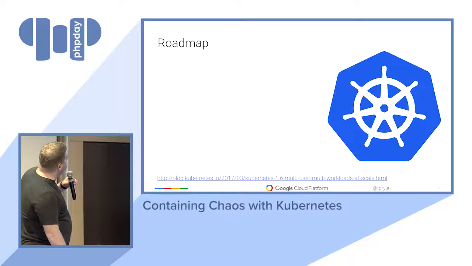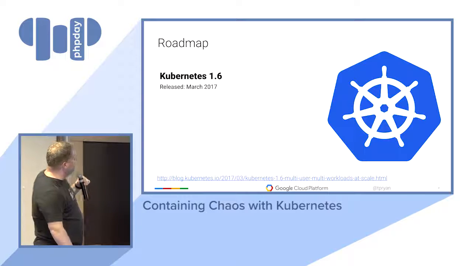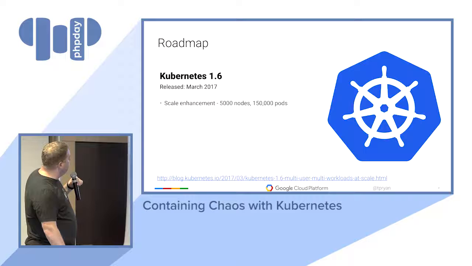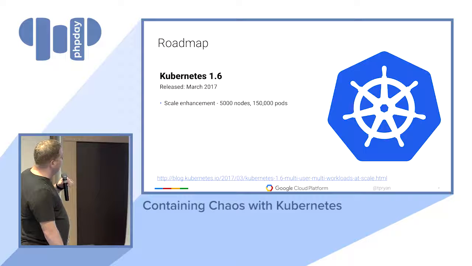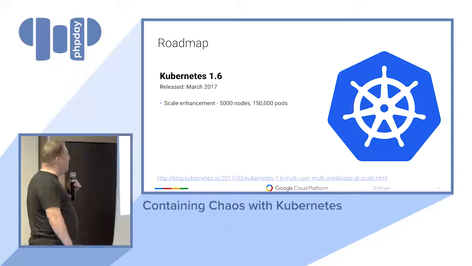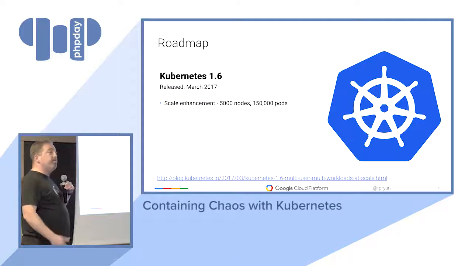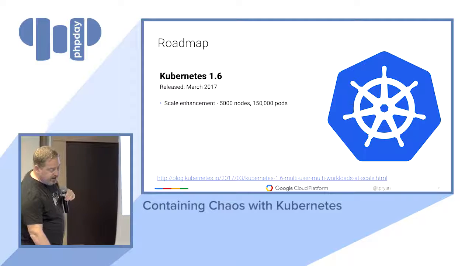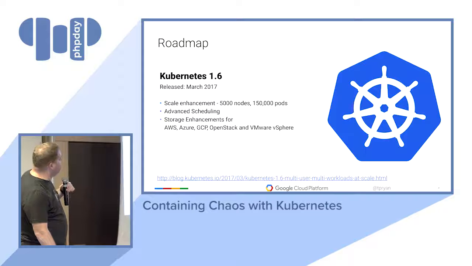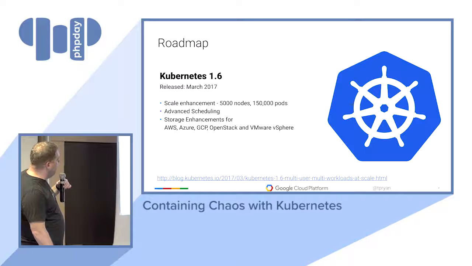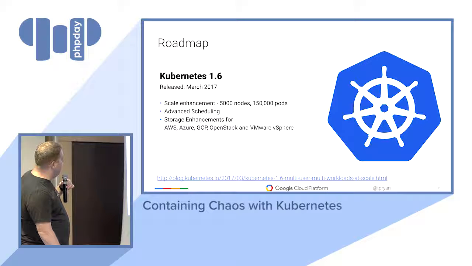Kubernetes is open source. Roadmap: we are on 1.6 right now. It was released in March. What we added in this last one is that you can now do up to 5,000 nodes and 150,000 pods per cluster. It's kind of nice. There's also advanced scheduling and some storage enhancements for working with other platforms, including ours, but also AWS, Azure, OpenStack, and VMware.